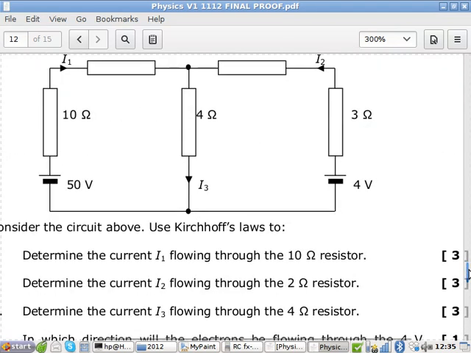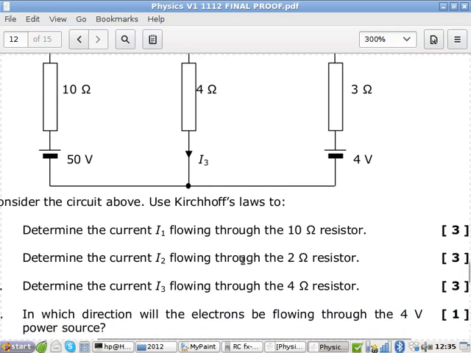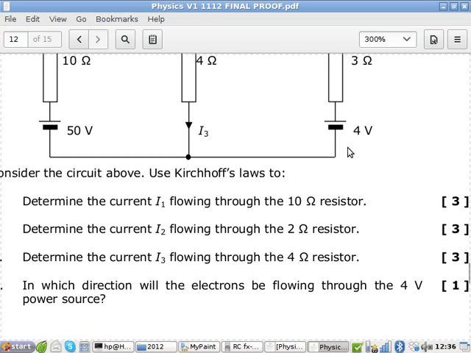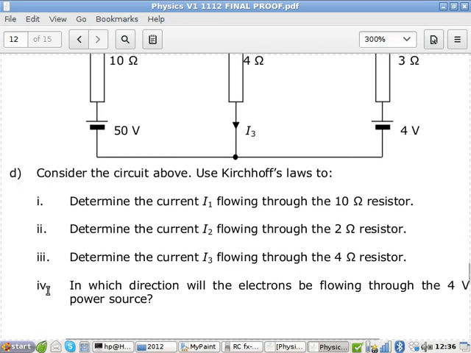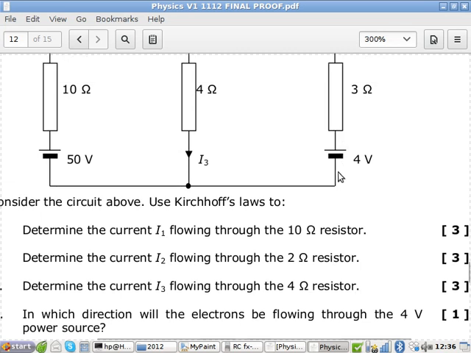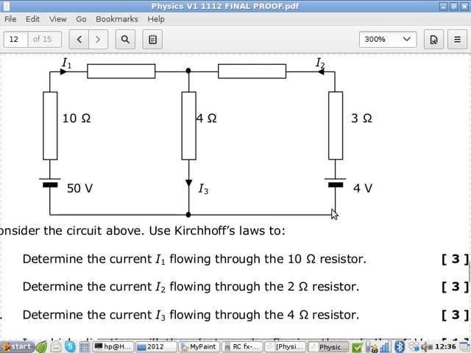It's only 3 marks. No, calm down. No. You get 9 marks for finding I1, I2, I3. And then the last one is saying which way the electrons are flowing. So for example, if your I is positive, then it means the direction is correct and the electrons are flowing which way? No, he's saying the voltage in the four-way, not in I. Which way will the electrons flow? Opposite, I think. No, listen. There's the 4, yes? Now, the current, is it going the right way or the wrong way?